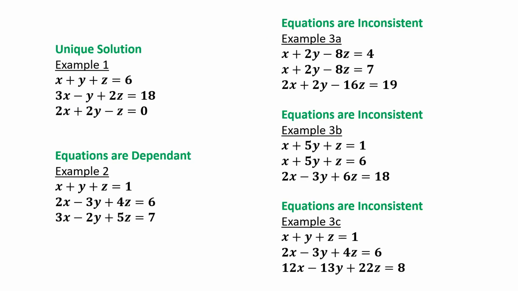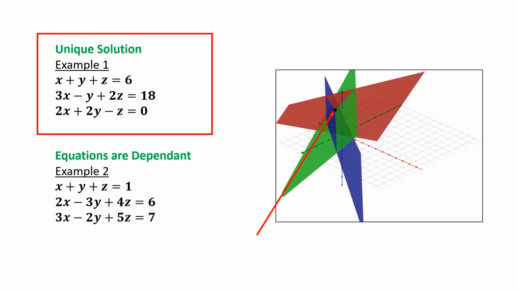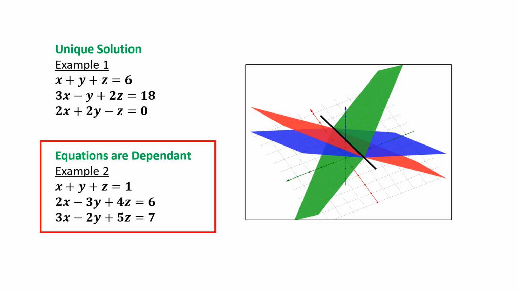All right, let's see if we can explore these with a bit more detail. So once again, let's come back to our unique solution. Again, this is where all 3 planes intersect at a single point. When we talk about dependent equations, what we mean by this, let's have a look at this example.